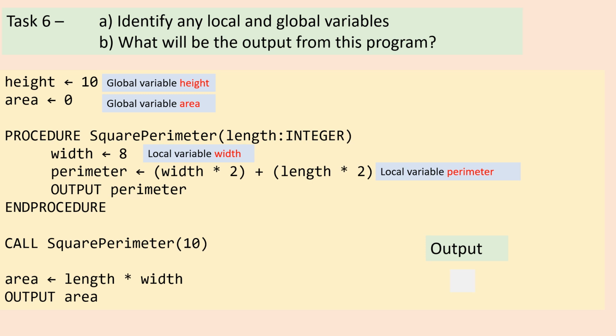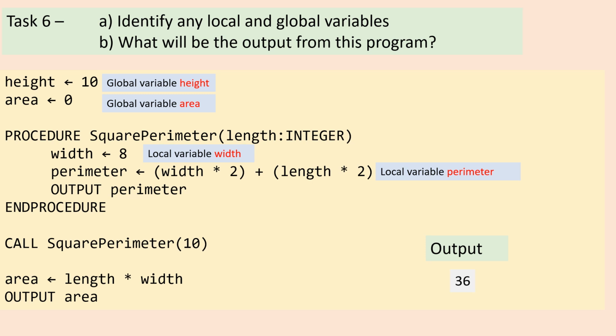So width is a local variable. It's assigned 8. Then perimeter is a local variable, and we are multiplying width by 2. So 2 times 8 is 16, and we're adding that to the length times 2. Length was the parameter 10, so 2 times 10 is 20. 20 plus 16 is 36. We can output perimeter, which is 36. Great. Our subprogram finishes, so these local variables are deleted from memory, and our program carries on.